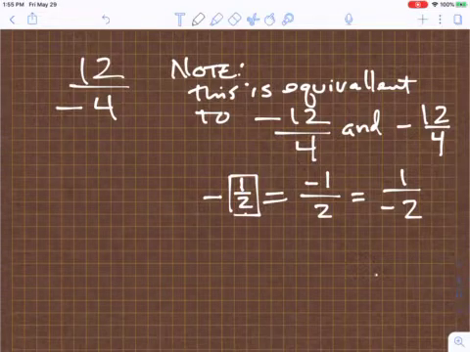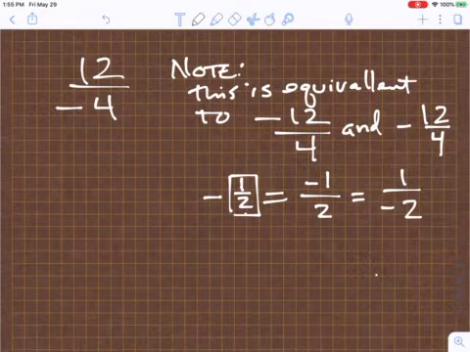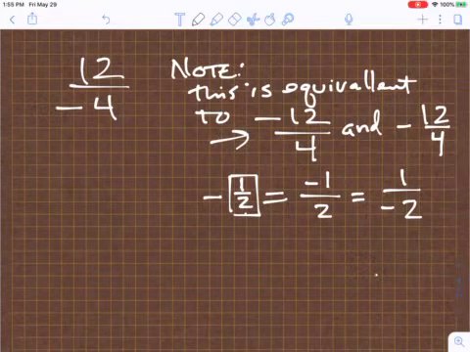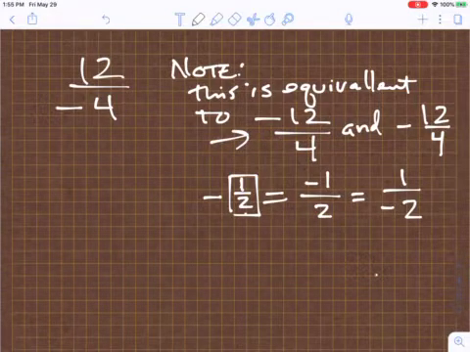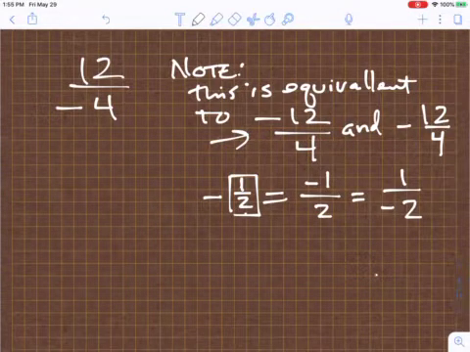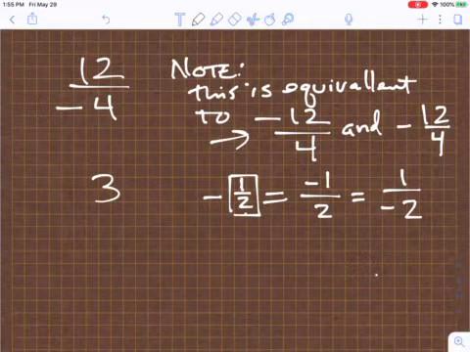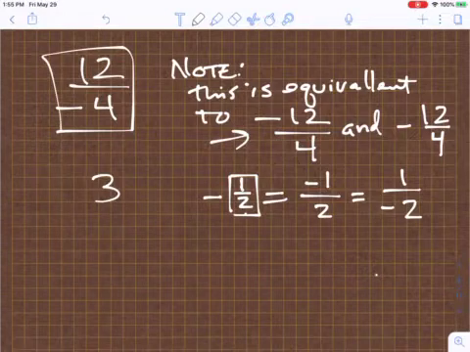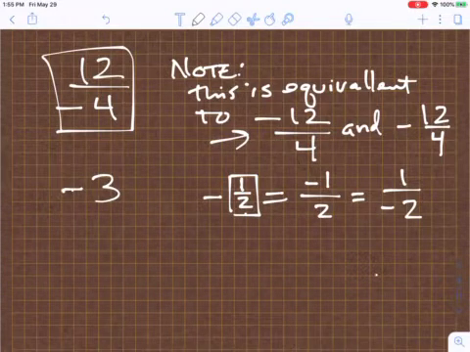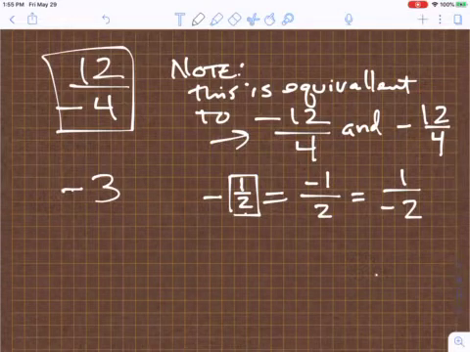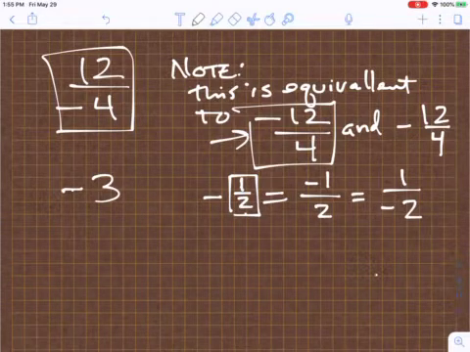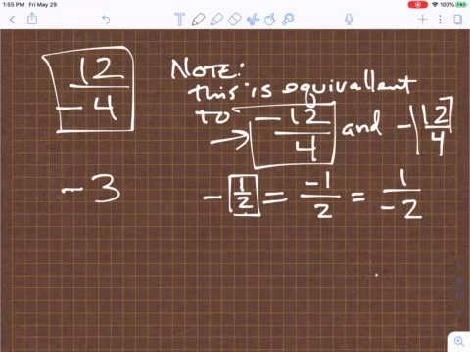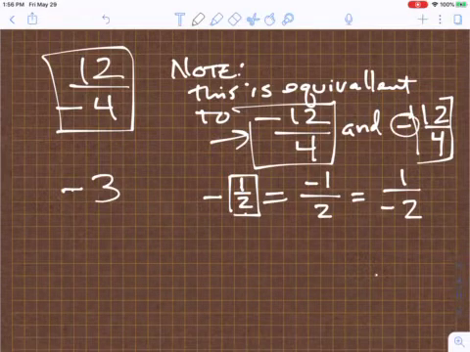So 12 divided by -4 is equivalent to -12 divided by 4, and it's also equivalent to -12/4. All you do is 12 divided by 4, which gives you 3. You have a positive divided by a negative in the first case, and that gives you a negative because you have an odd number of negatives. Same thing with -12 divided by 4. Well, 12 divided by 4 is 3, and a negative divided by a positive also gives you a negative answer. On this one, you just do 12 divided by 4, 3, and then apply that negative. So they're all going to give you the same thing.